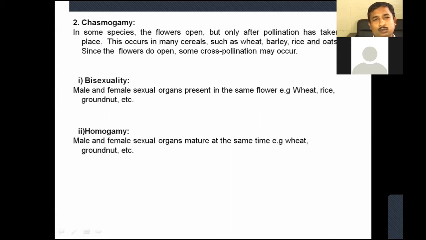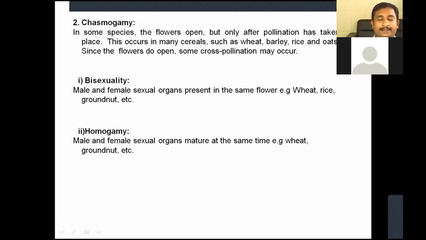Sometimes what happens is, because the flower opens, in nature there is a chance of cross pollination. Cross pollination occurs in these strictly self-pollinated crops also. For example, in the case of rice and wheat, there are chances of cross pollination of 1 to 5% or 1 to 2%. Chances are there, but rarely.